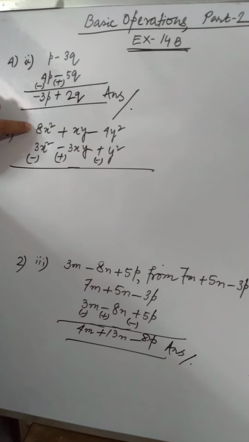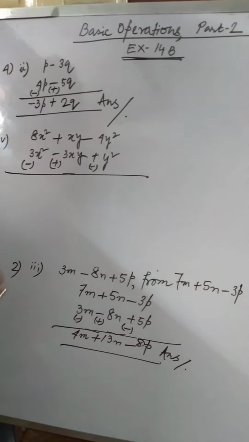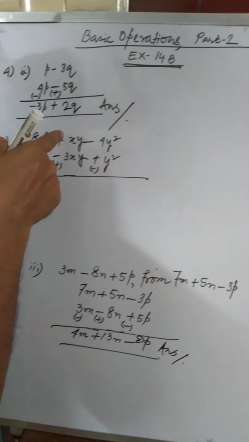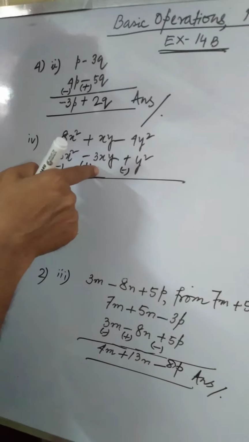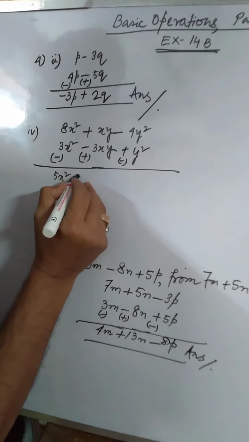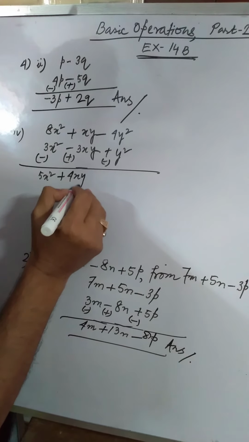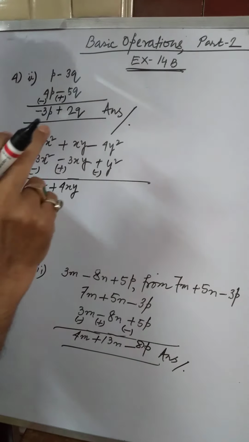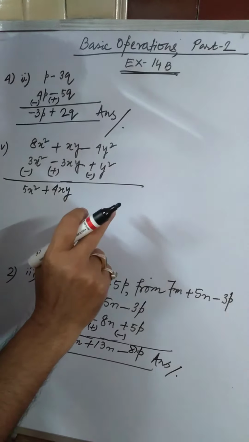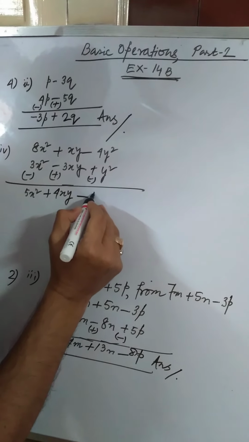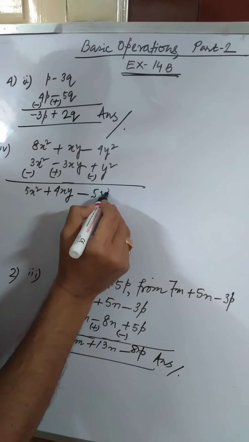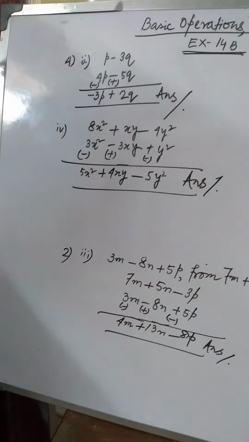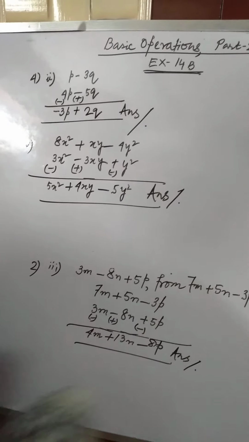Now plus 8 minus 3. 8 minus 3, the result is 5. So 5x square. Now plus xy plus 3xy. 3 plus 1, 4. So 4xy. Now minus 4y square minus y square. So minus 4 minus 1. 4 plus 1, 5. So negative sign, minus 5y square. Here is the answer of question number 4, Roman 4. I am rubbing this one.